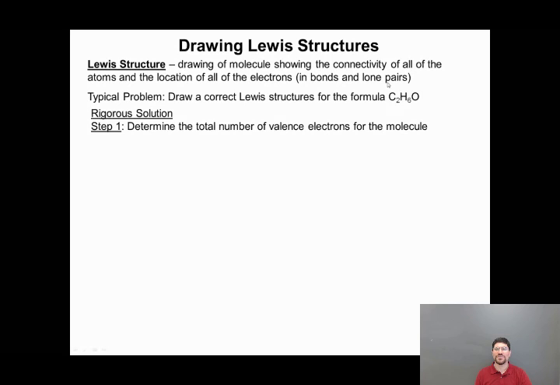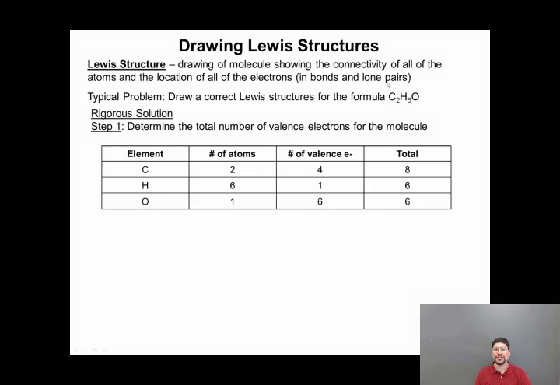Okay, so the rigorous solution of how to solve this problem is to start by determining the total number of valence electrons for the molecule. To do that, we consider the elements in our formula, in this case carbon, hydrogen, and oxygen, and how many of each element there is. So there are 2 carbons, 6 hydrogens, and 1 oxygen. Then the number of valence electrons that each of those elements contributes, followed by, when you multiply together columns 2 and 3, the total number of valence electrons that you get from that element.